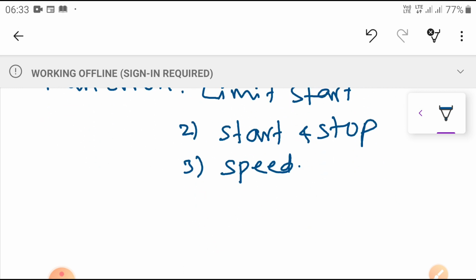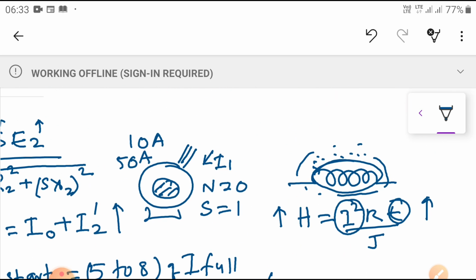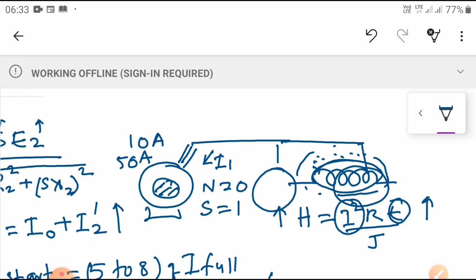Finally, what will happen without this starter? Suppose our motor is connected to the distribution line, and other motors are also connected. For example, this is a 5 HP motor, this is a 7.5 HP motor, this is a 10 HP motor, and so on. If these motors are switched on at a time, what will happen? They will draw more current, so automatically the current increases in the distribution line.